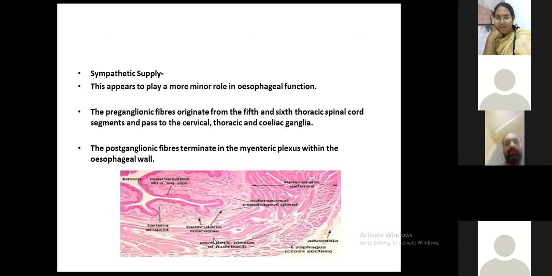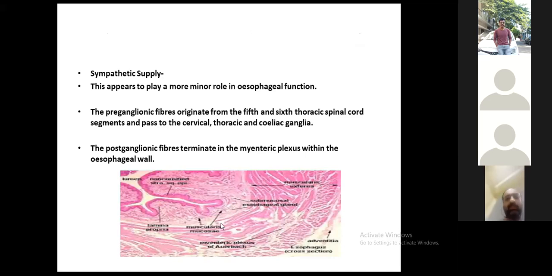So the sympathetic supply, when compared to the parasympathetic, plays a minor role in esophageal function. The preganglionic fibers of the sympathetic originate from the fifth and sixth thoracic spinal cord segments, and the postganglionic fibers terminate at the myenteric plexus along the esophageal wall.